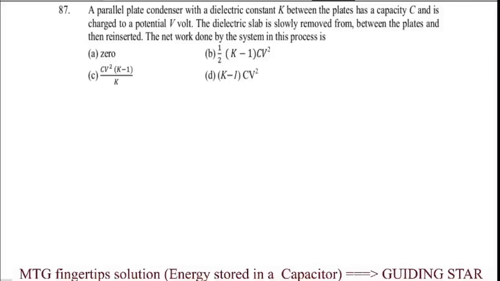In this question, a parallel plate condenser with a dielectric constant K between the plates has a capacity C and is charged to a potential V volts. The dielectric slab is slowly removed from between the plates and reinserted. That means this is a single process. Clear? Removal and reinserting of the dielectric material is a single process. Then the net work done by the system in the process.